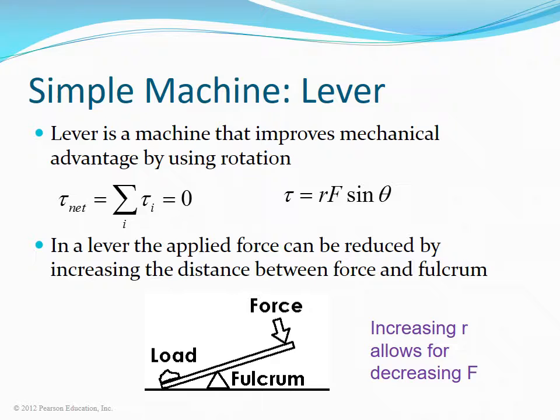A lever consists of a rigid bar free to turn on a pivot called a fulcrum. A lever improves mechanical advantage by using rotation. For rotations, we consider torques. The work done on the system is the applied torque. We assume for a small instant in time the work is done slowly, so we can say the net torque must be equal to 0. In a lever, the applied force can be reduced by increasing the distance between the applied force and fulcrum. Archimedes said, with a big enough lever, you can move the world.